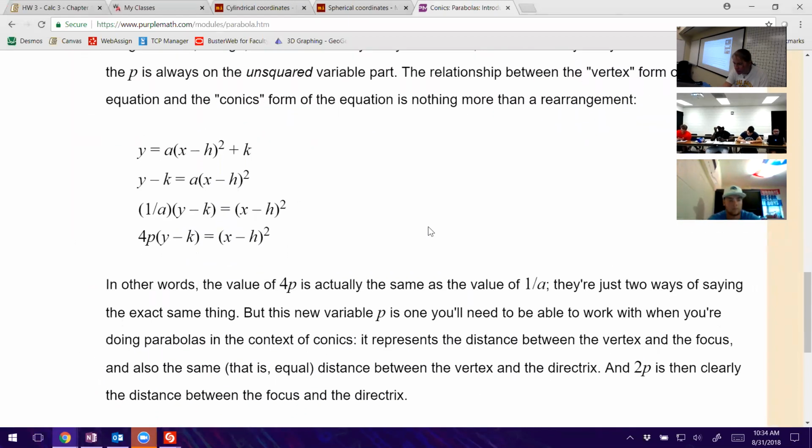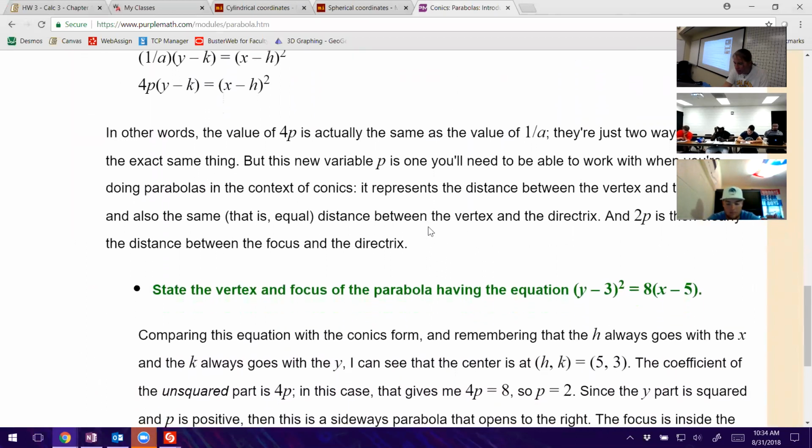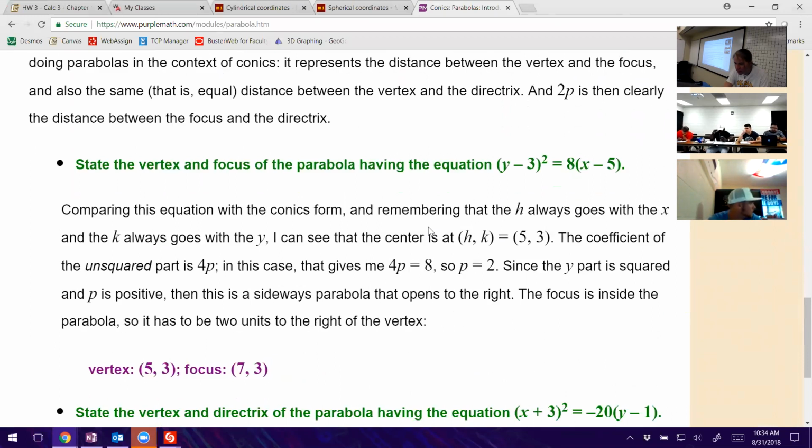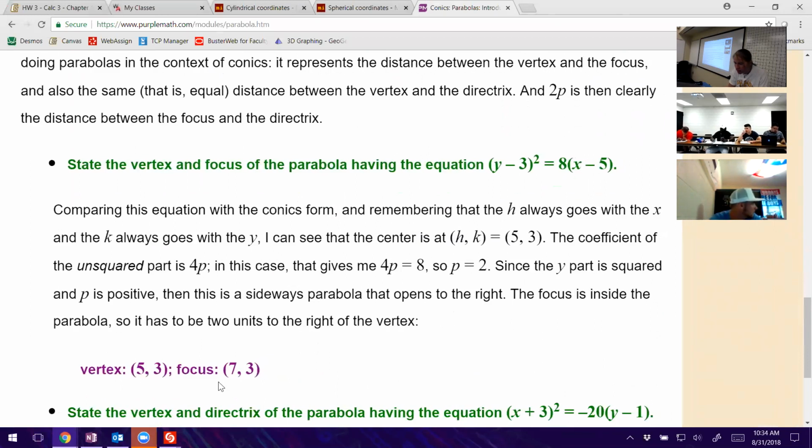4p is just the same thing. Okay, the vertex and focus of the parabola of the equation. This 7. It's not just a shift, so I don't recall. If my notes were open, I could find it easily, but I can't think of it off the top of my head.